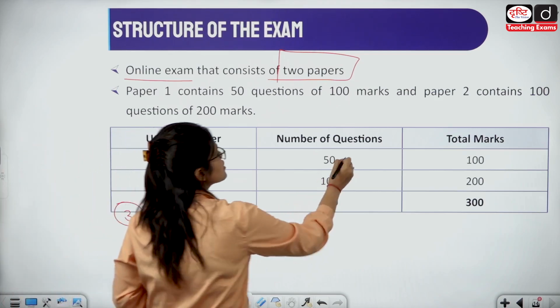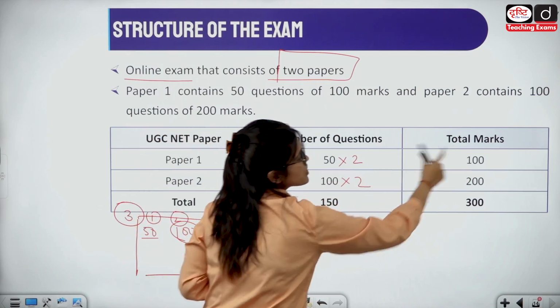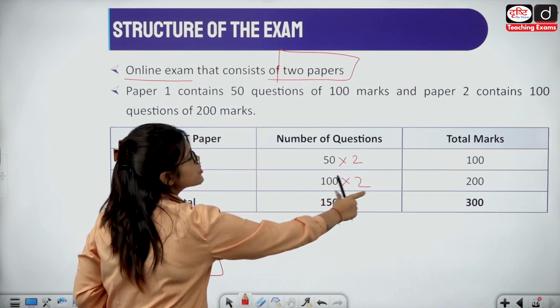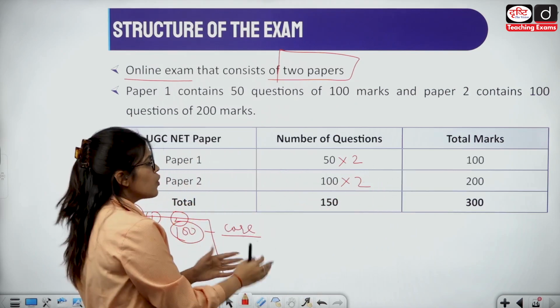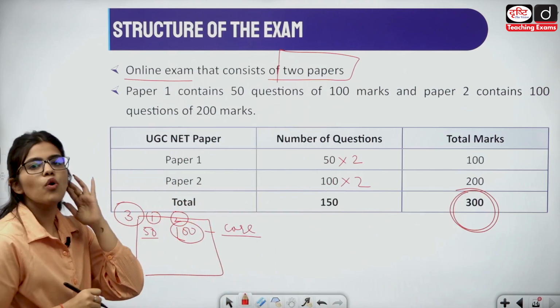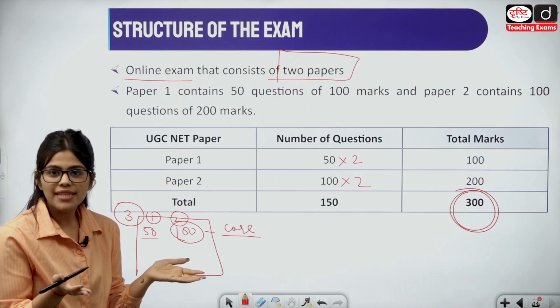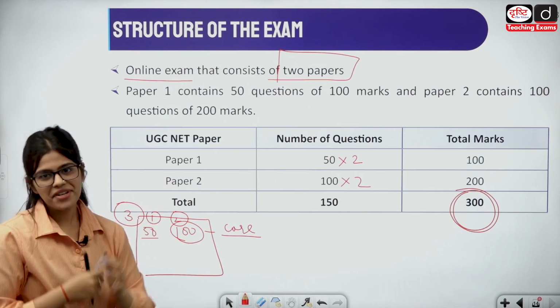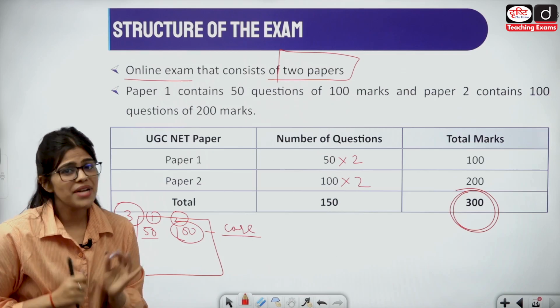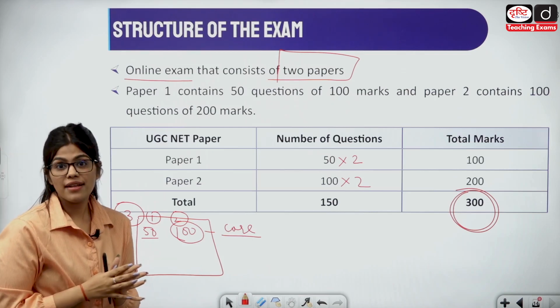Each question is of 2 marks. That means 50 questions, total marks would be 100. 100 questions, total marks would be 200. Total comes to 300. 300 marks are the total marks that you need to score. One very interesting thing, the most important thing I must say, is that there is no negative marking. That means you need to attempt all the questions that are there.